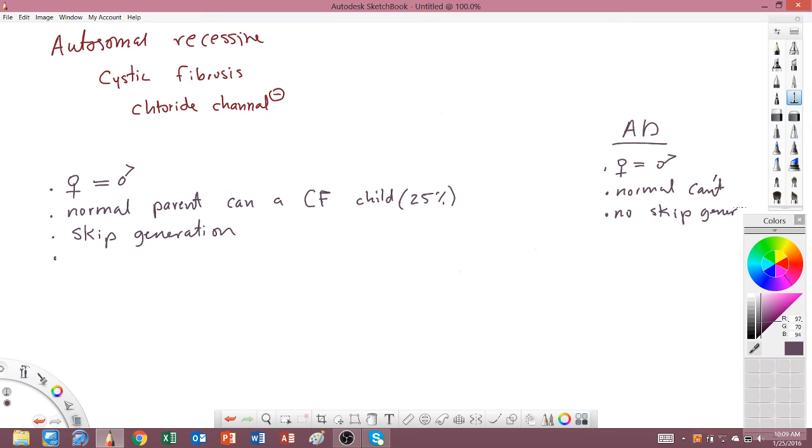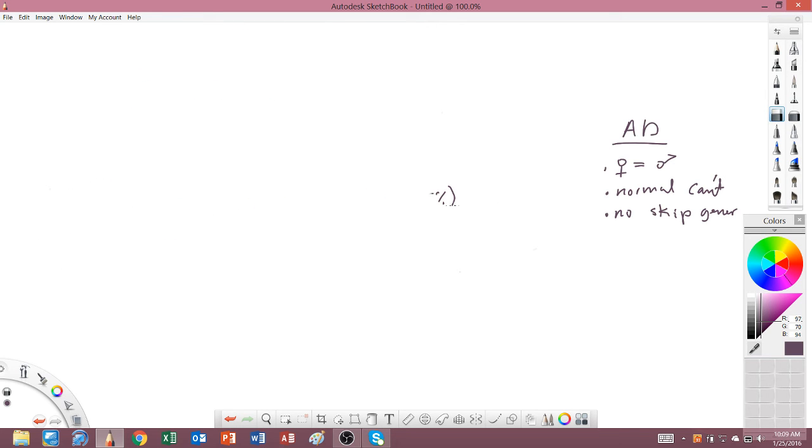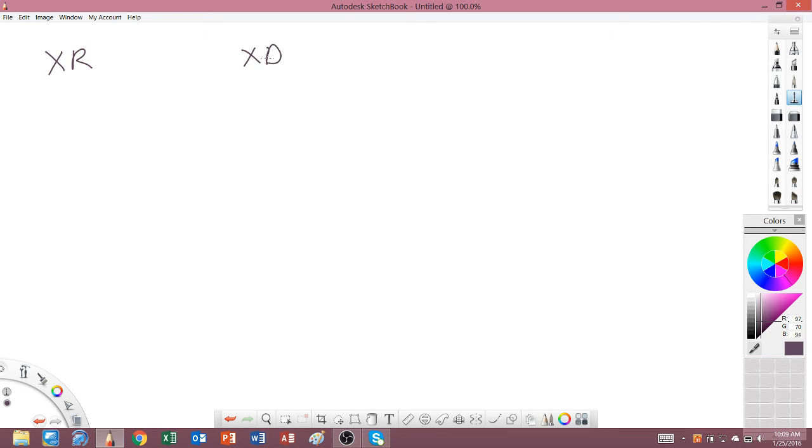Let me compare X-linked recessive, and then I'll show you pedigrees. So let's say X-linked recessive, X-linked dominant, autosomal recessive, autosomal dominant, and let's include here mitochondria. Okay, mitochondrial inheritance.